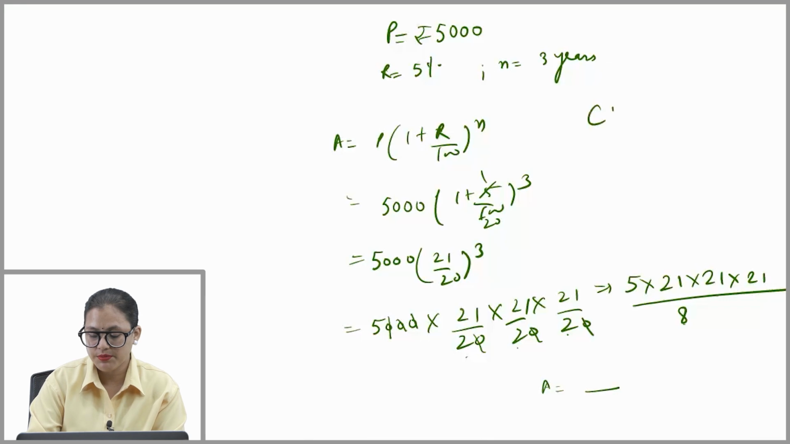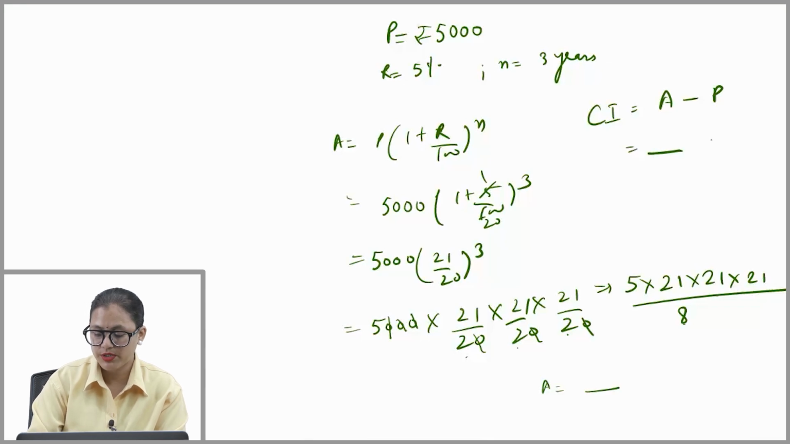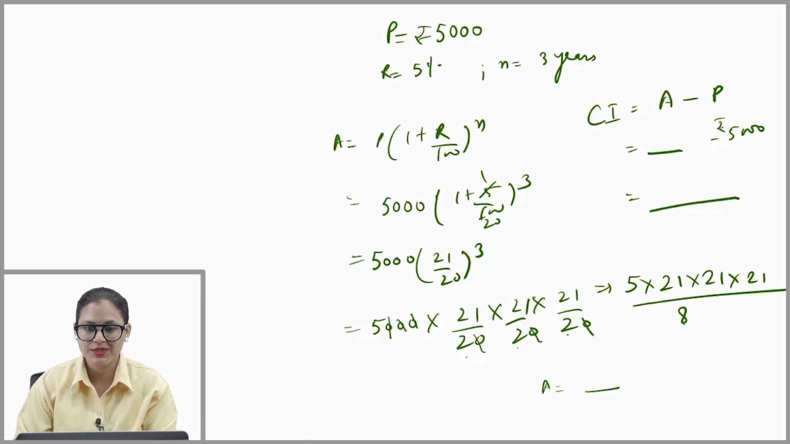And for finding compound interest, what will you do? You will subtract the principal from the amount. Okay. Amount, and the principal is 5,000 rupees. And after subtracting you will get your compound interest. Okay, students.